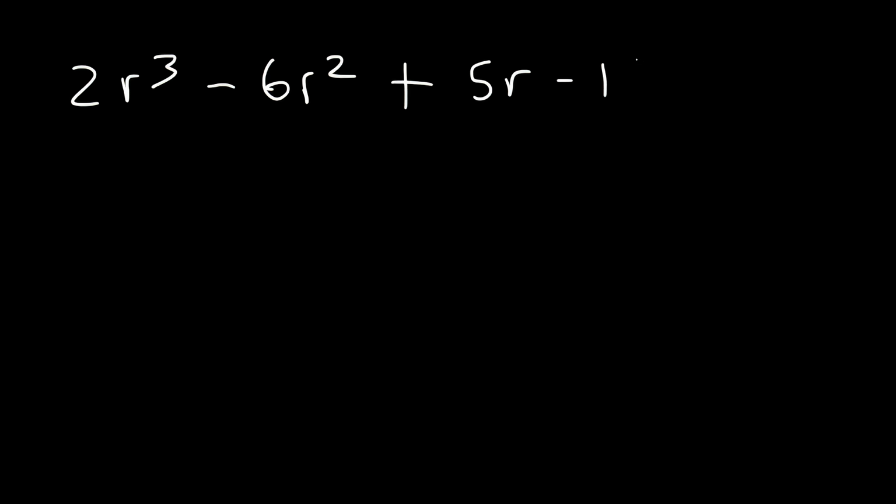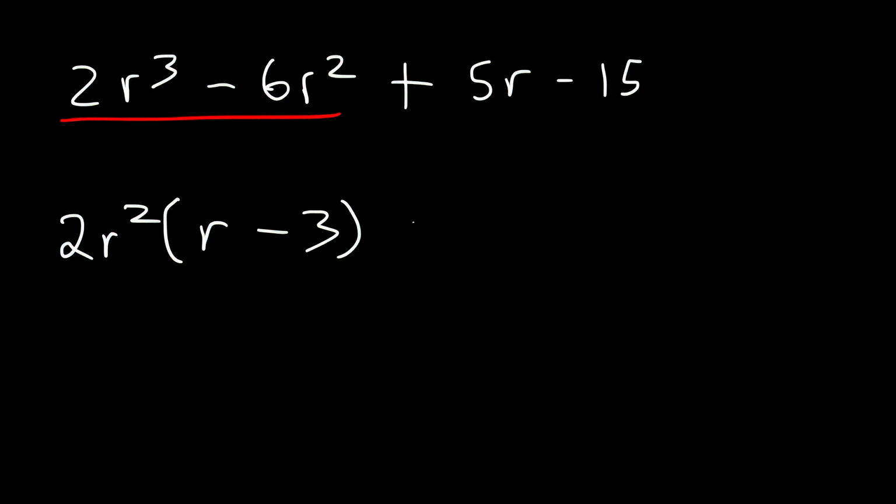Now let's try another example. 2r cubed minus 6r squared plus 5r minus 15. Feel free to pause the video and factor by grouping. So let's start with the first 2 terms. The GCF is 2r squared. 2r cubed divided by 2r squared is r. Negative 6r squared divided by 2r squared is negative 3. Now for the last 2 terms, the GCF is 5. So if we take out a 5, 5r divided by 5 is r. Negative 15 divided by 5 is negative 3.